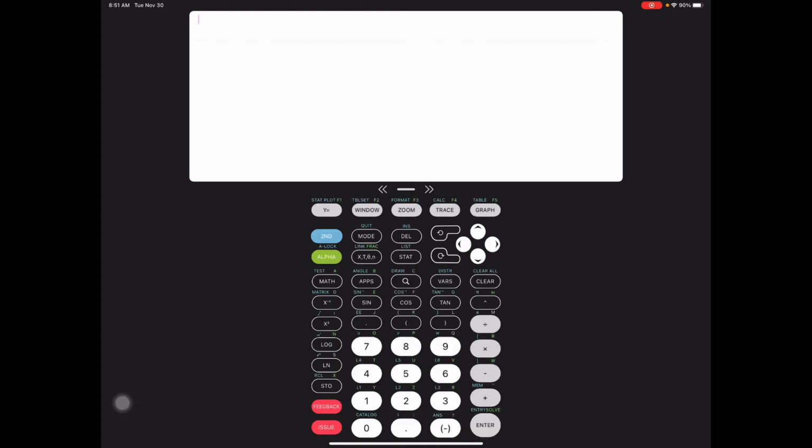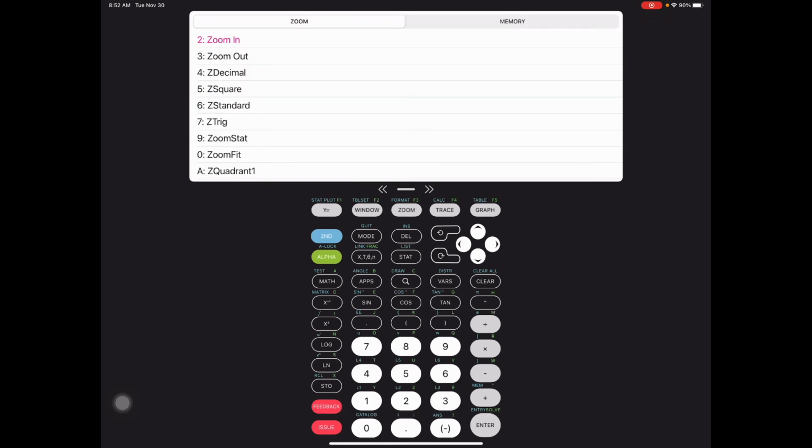All right, let's go to our y equals screen, and we're going to type in our equation. We're going to hit second x squared, because that'll give us our square root, and we're going to type in x minus 7. We want to take a look at the graph of this. So remember, when we're graphing, we always want to hit zoom and then pick choice 6, which is standard.